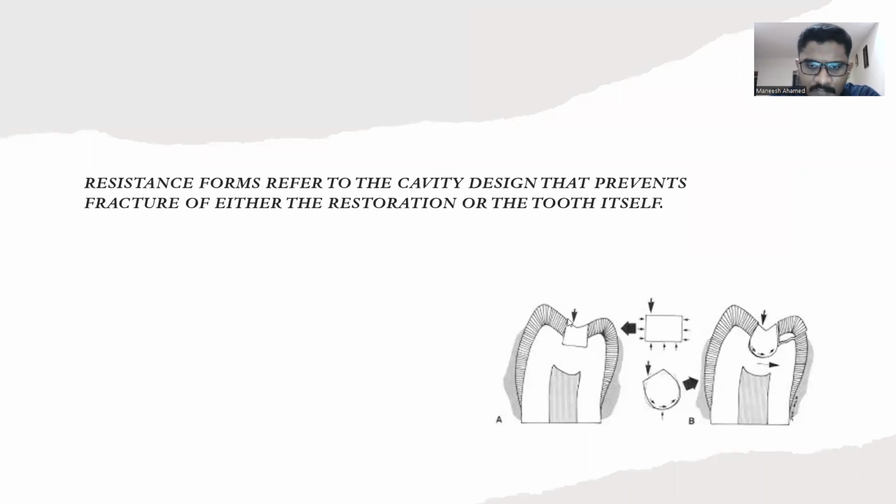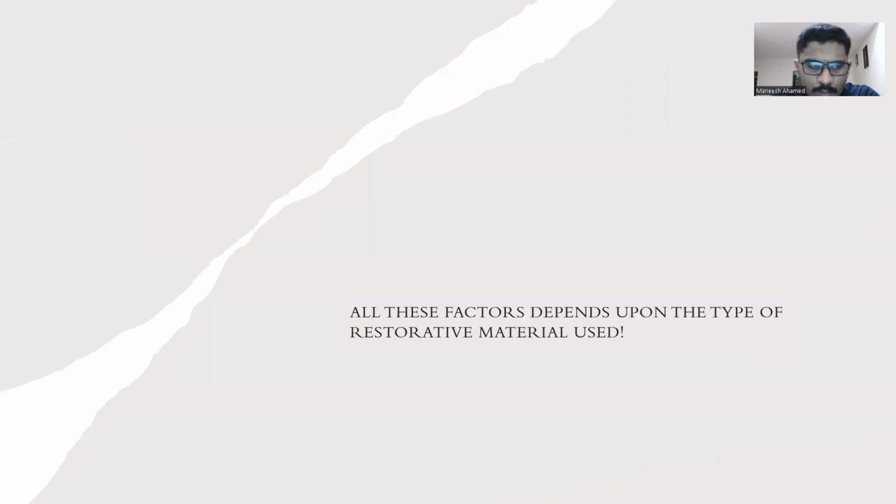On the other hand, if the cavity has a proper boxy shape with rounded internal line angles, it will resist the rocking movements, which is known as the resistance form. So these are the two important features that we incorporate in the cavity preparation, which helps the restoration to stay in the tooth for a longer period of time.